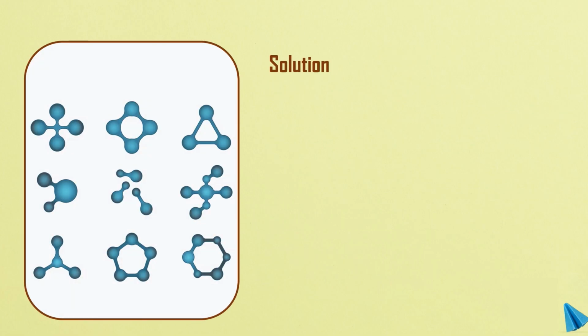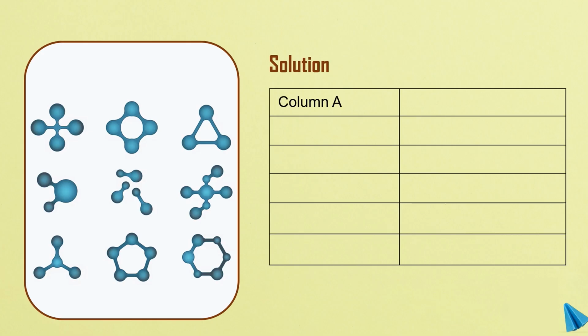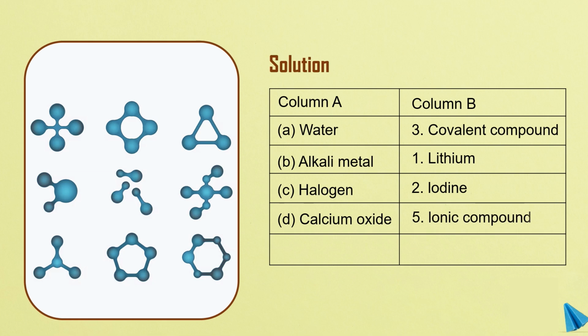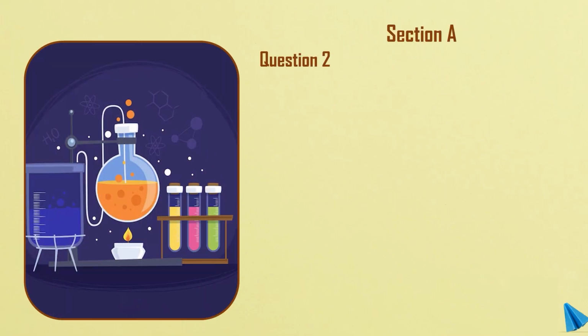Let us see the solution. From column A and column B, we are going to match this. Water goes with covalent compound, alkali metal is lithium, halogen is iodine, calcium oxide is an ionic compound, and the fifth one, weak acid, is acetic acid. Let's have a look at the new question now.